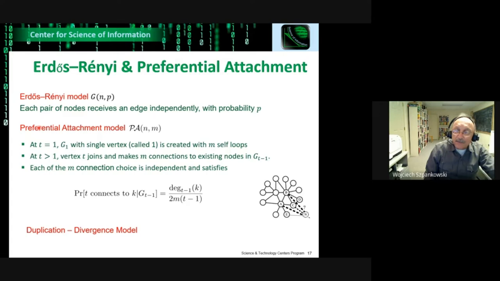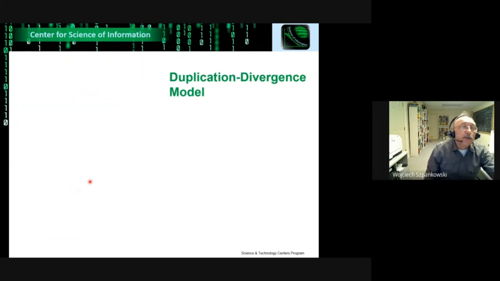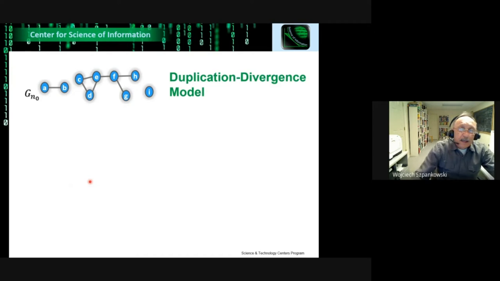There is another model that is more likely to be good for protein-protein interaction networks. I mention it because what we can define and prove for preferential attachment doesn't work that easily for duplication networks. It is good to have it. So how does it work? This is the duplication divergence model.